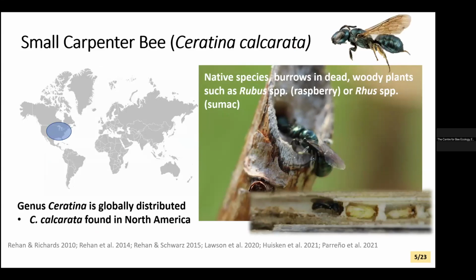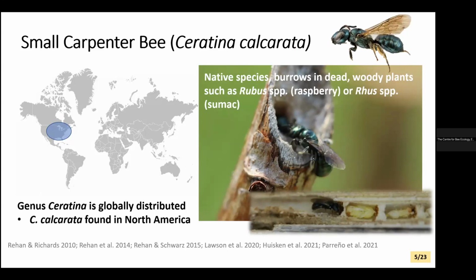So in my projects, I study Ceratina calcarata, the small carpenter bee. Ceratina is a globally distributed genus, and Ceratina calcarata is a native wild bee found here in North America. This bee likes to burrow in dead woody stems, plants such as raspberry or sumac. It's classified as a subsocial bee in that the nest consists primarily of a mother and her offspring. The offspring will develop while the mother remains, and she'll perform other important duties like cleaning and guarding.